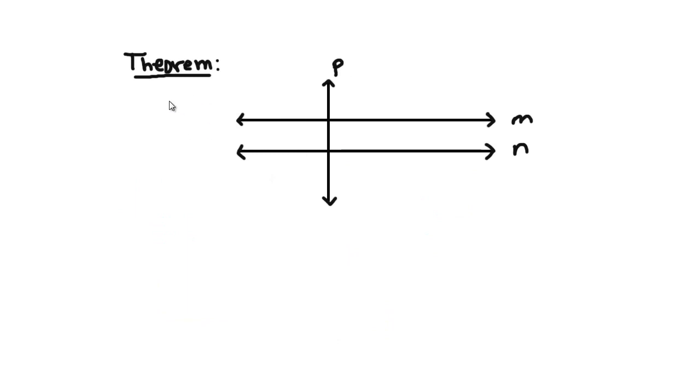Alright, let's take a look at another theorem. And the requirement for this theorem is that all the lines must be on the same plane. So let's say you have line M, and line M is perpendicular to line P. So let's indicate it by this box. And we also have line N, and line N is also perpendicular to the same line P. So if that is the case, then we can conclude that line M is parallel to line N.